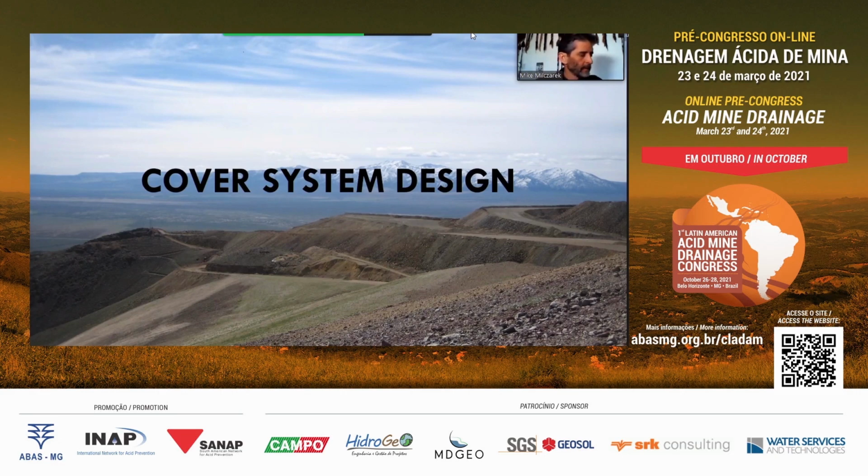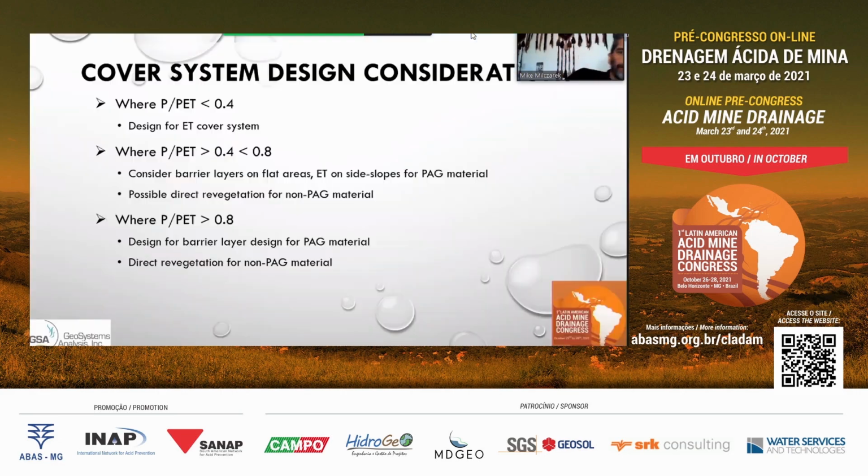So in terms of the cover system design, some initial cover system design considerations, going back to the precipitation to PET ratio: if you're below 0.4, most likely you can use a very simple ET cover type system. If your precipitation ratio is between 0.4 and 0.8, an ET cover system on your side slopes is probably okay.